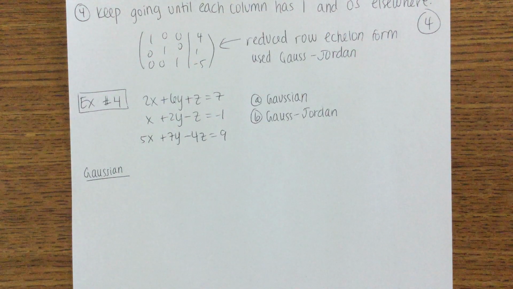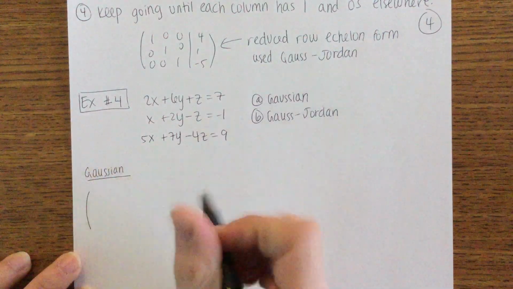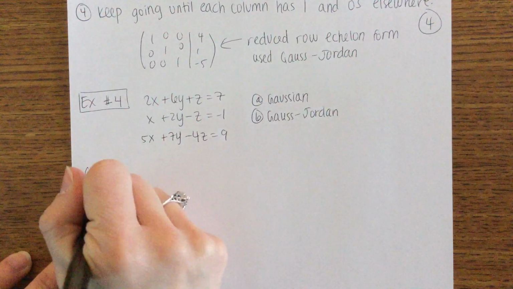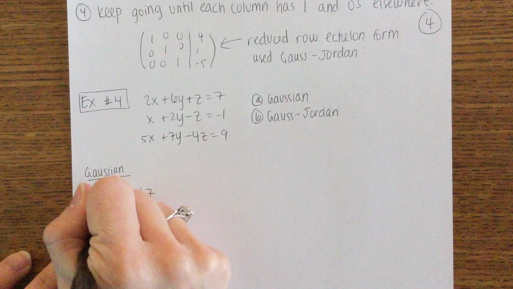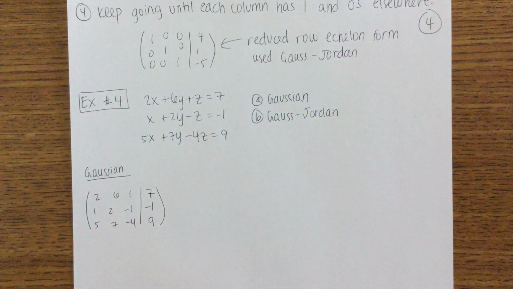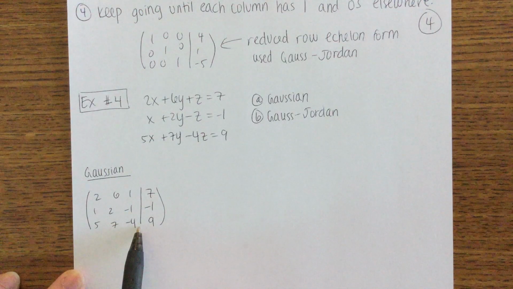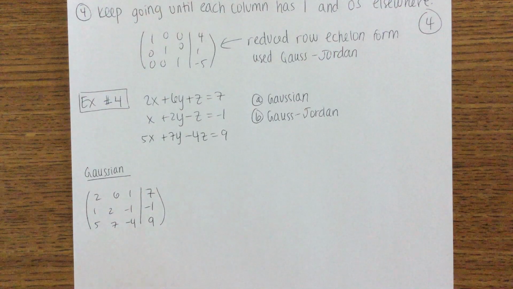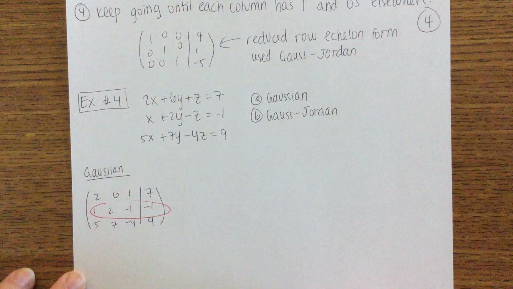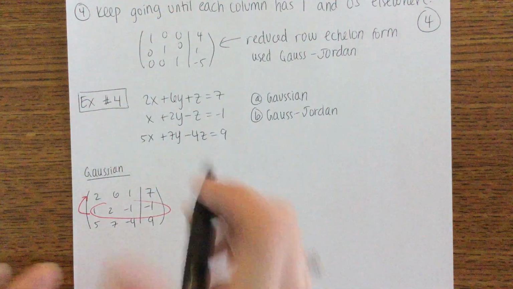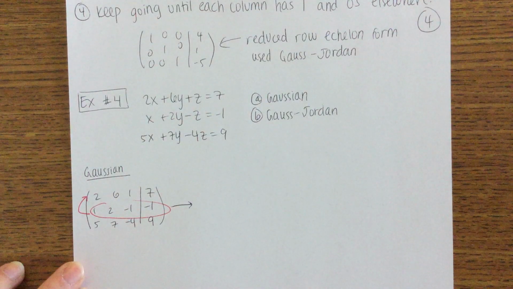First thing you need to do is form your augmented matrix. So you're going to take all the coefficients, 2, 6, 1, and then you're augmenting that with 7, 1, 2, -1, -1, 5, 7, -4, 9. Ultimately, what we need is 1s on the diagonal, 0s here. First thing that I notice is that this row starts with a 1. So it would be very convenient if that were my first row instead of my second row. So what I'm going to do first is switch rows 1 and 2.